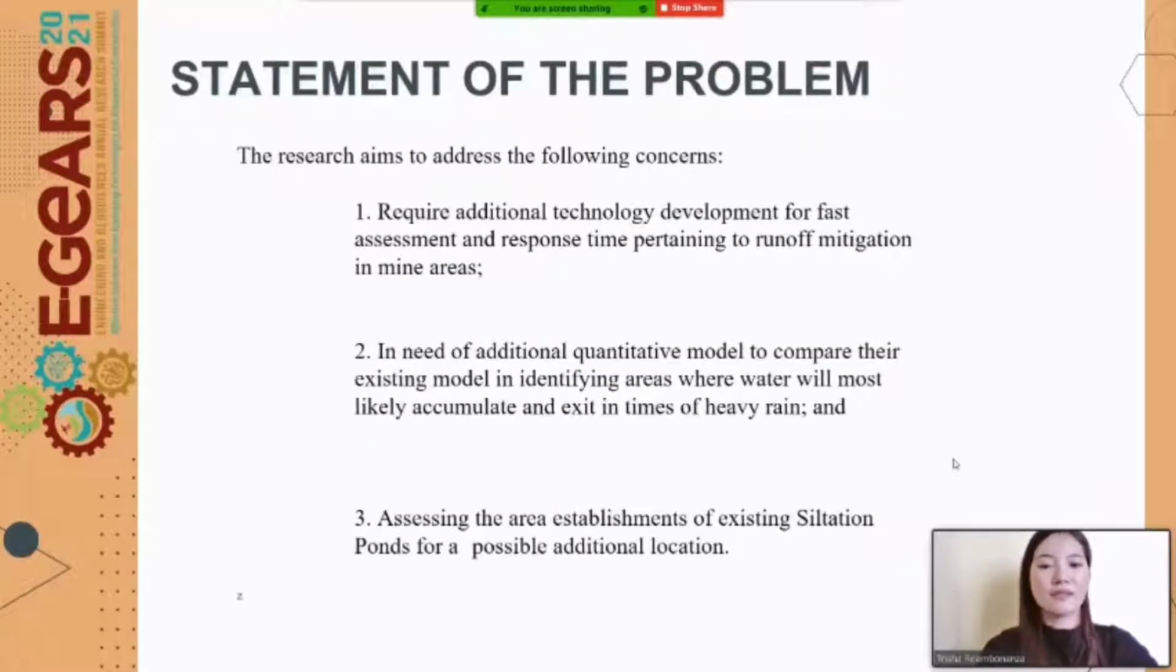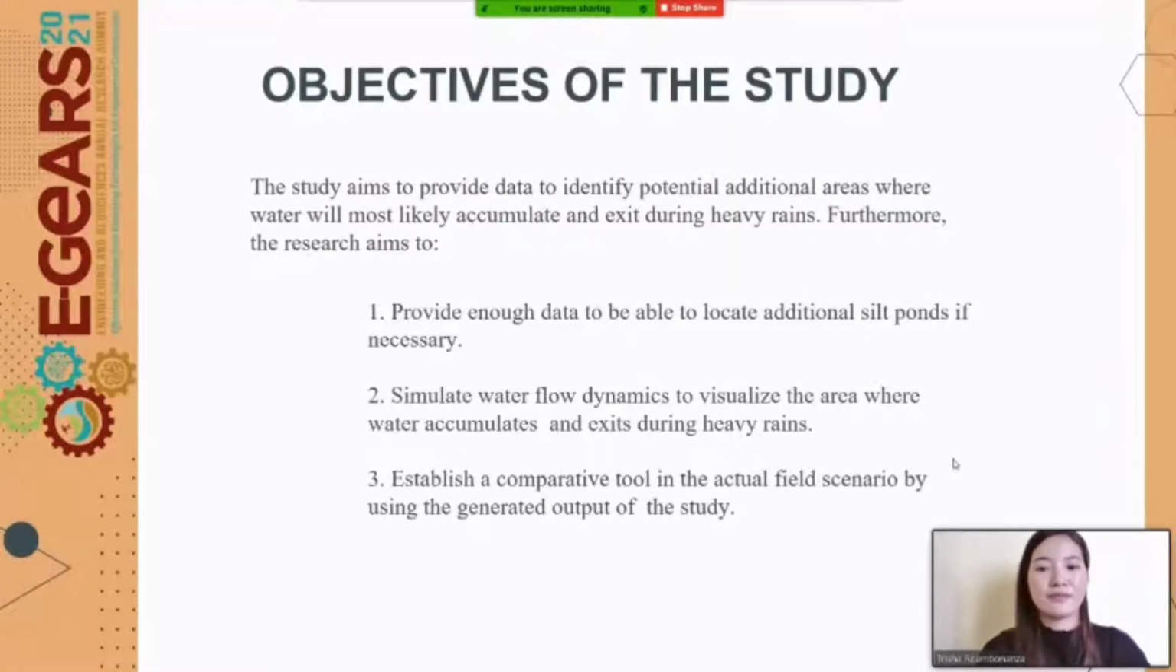So our study aims to address the following concerns. There is a requirement for additional technology development for fast assessment and response time pertaining to runoff mitigation in mine areas. There is also a need for an additional quantitative model to compare with their existing model in identifying areas where water will most likely accumulate and exit in times of heavy rain, and assessing the area for the establishment of additional siltation ponds to existing ones. For the objectives, we aim to provide data that will identify potential additional areas where water will most likely accumulate and exit during heavy rains.